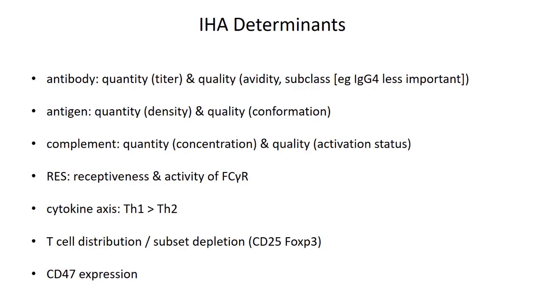How hungry is the reticuloendothelium? What is the activity level of those Fc gamma receptors? How tilted is your cytokine axis? And are you depleted of your T regulatory cells? Finally, how much CD47 expression do you have? This is the do not eat me signal on erythrocytes. And if this is running low in expression levels, then the red cell is more subject to phagocytosis.